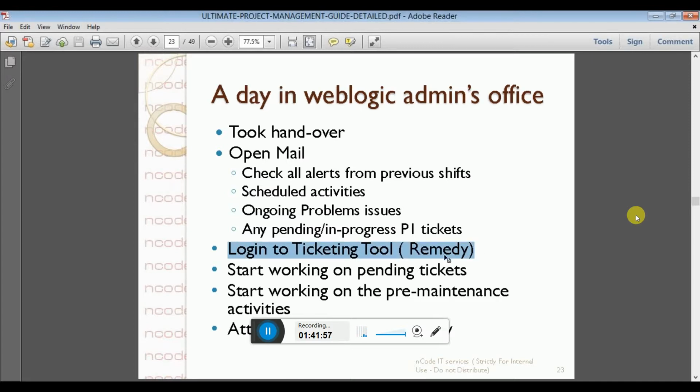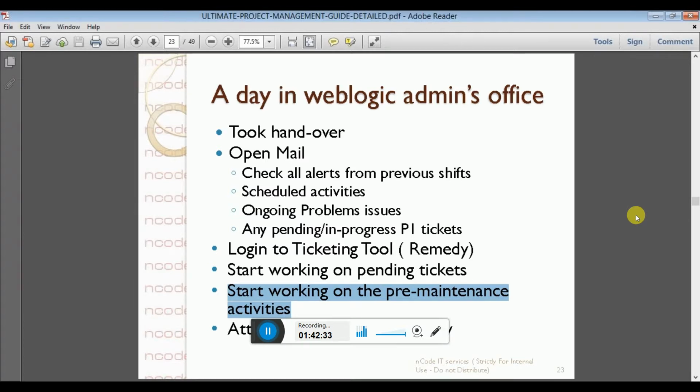Then you start working on the pending tickets, like P1 tickets, if there are any, which take the priority. Otherwise, you start working on any pending P2 tickets, then any P3 tickets. You don't have a P1 ticket every day, so when you don't have P1 tickets, you start working on P2, P3. Then if there is a scheduled window, you need to work on pre-maintenance window activities, like transferring the files to the admin box, making sure the approvals are there, all that stuff.